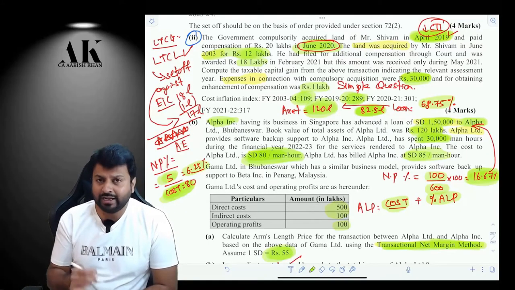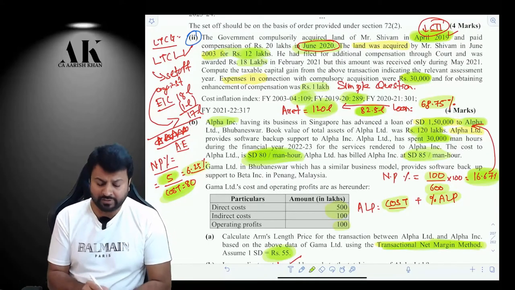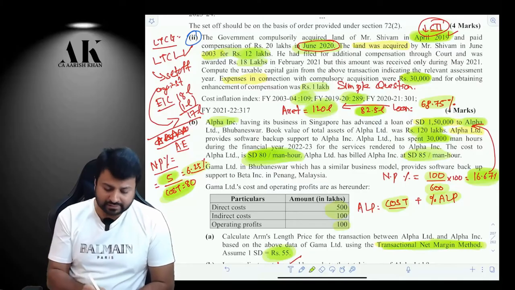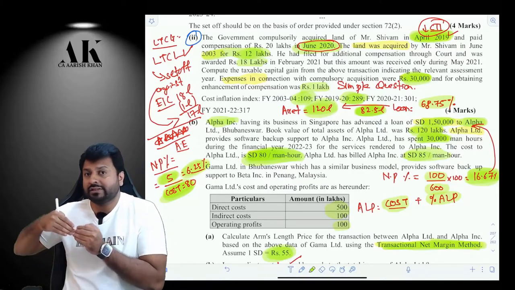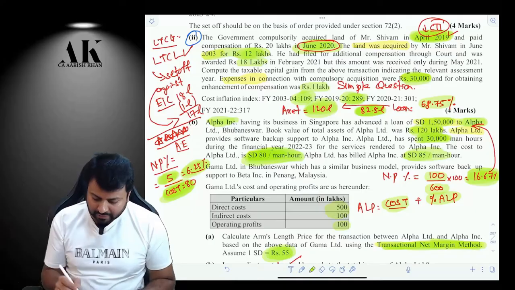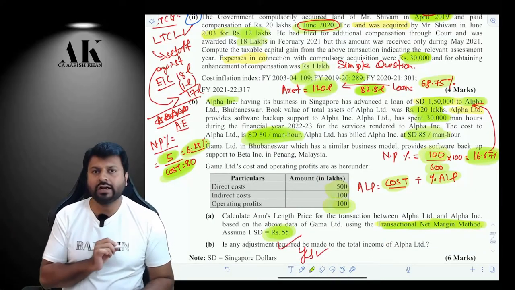85 is my billing, and 80 rupees is the cost. The profit margin is 5 rupees. Therefore, with associate entity, my profit margin is 6.25%. Now, what is my profit margin with my uncontrolled transaction? With my controlled transaction, the profit is 100 rupees. So, I'm taking 100 rupees in the numerator.